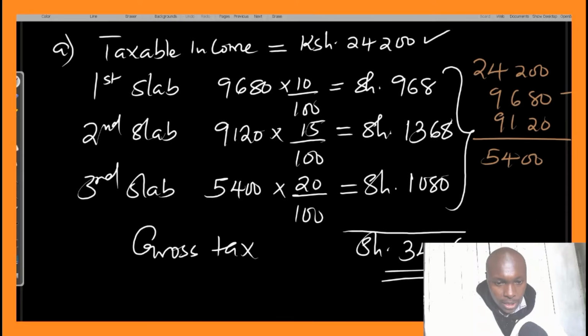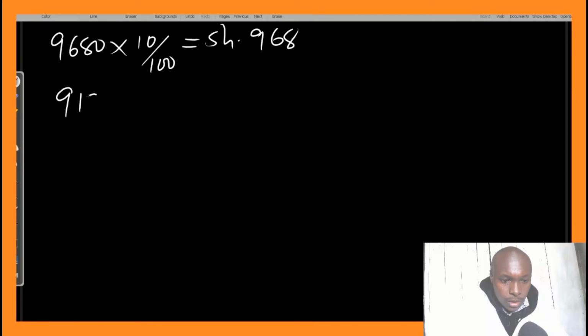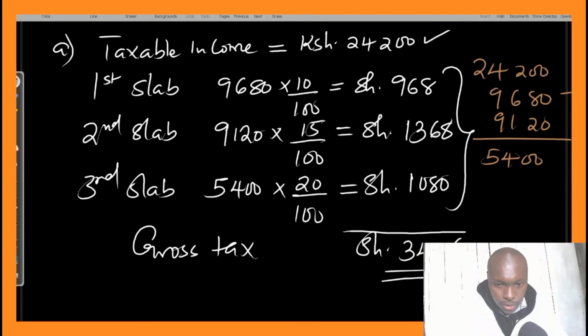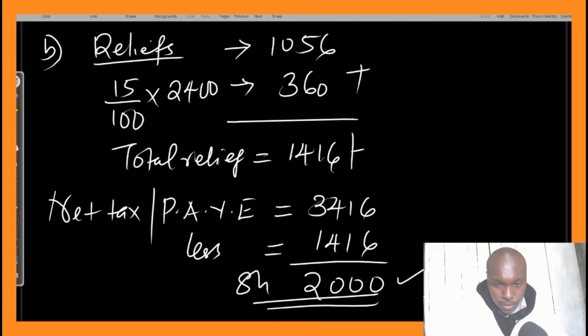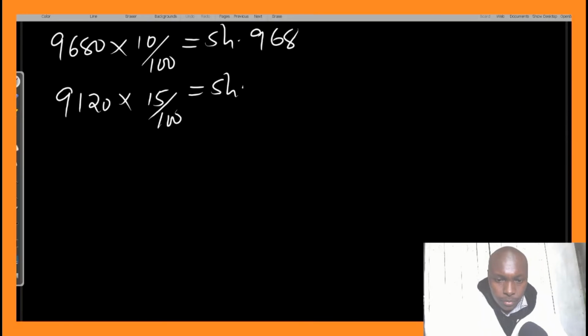10%. For this one we got 968. Then come to the second slab, we got this one was 91.20. The rate at that slab was 15%. This one we got the tax of that bracket to be, what did you get there, 1368. So here you had 1368.